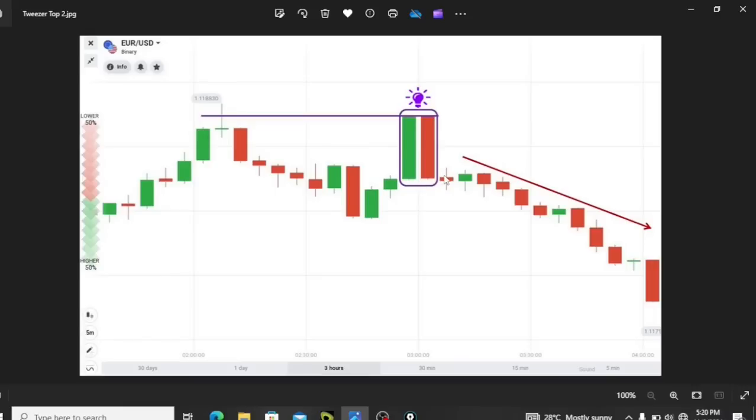So whenever you see a setup like this, it means that institutions are involved. The institutions are back in the market, and these institutions may be banks, hedge funds or money managers. So this will indicate to you the direction that they are trading at the moment. The appearance of this tweezer top will show you that it is time to go short. It's time to go downwards.